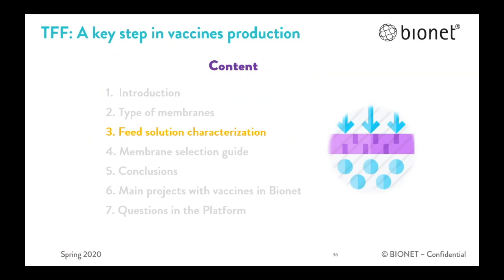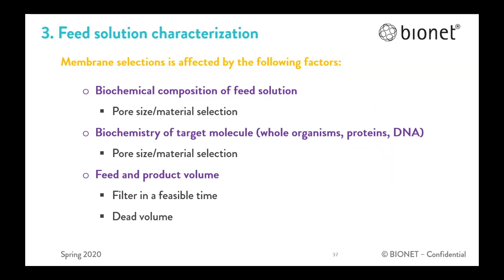In order to select the most suitable membrane module, we need first to characterize the solution where the target product is contained. Pore size and material selection are affected by the biochemical composition of the feed solution and the biochemistry of the target molecule. It is not the same to clarify a lysis fraction, which has a lot of undesirable compounds interacting with our desired component, than to clarify an extracellular component.